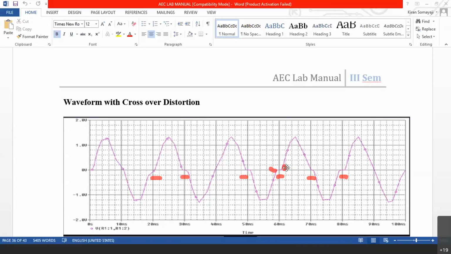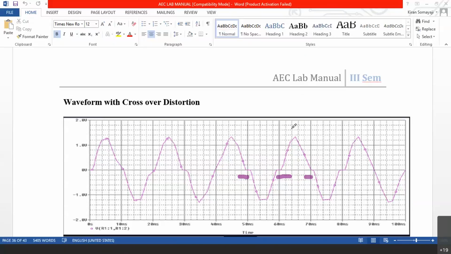Until the input reaches 0.7 volts, NPN will not turn on. So this is turning on only when NPN is on. Let me change the color to indicate this is the place where NPN is on, and let me change the other color to indicate this is the place where PNP is on. So in between, until NPN is on, until PNP is on, there is no output across the resistor. That is at this place and this place. That is called crossover distortion.